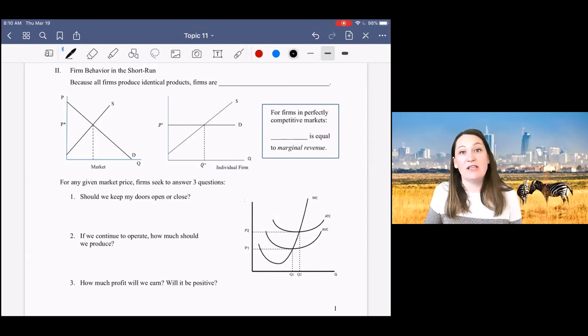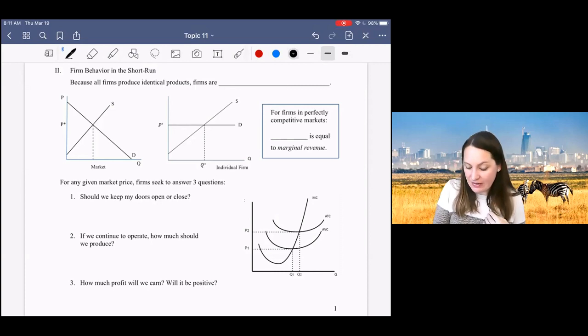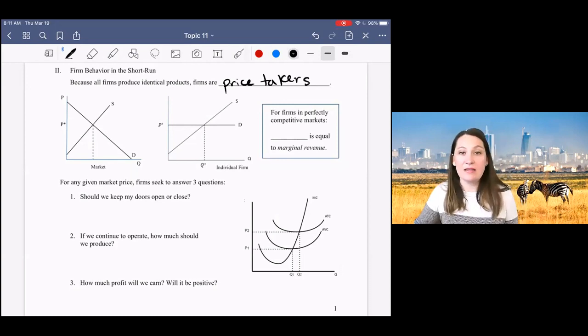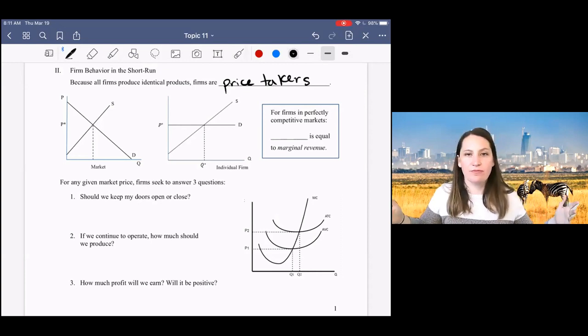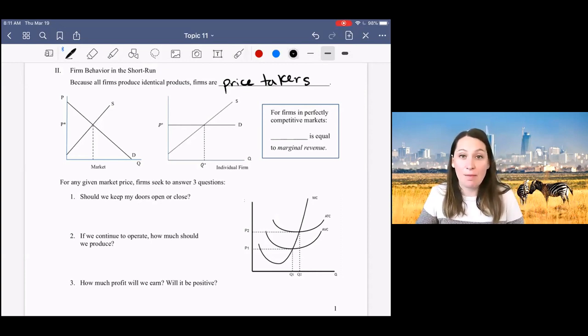How do firms in perfectly competitive markets behave? Well, they're all selling identical products. So we call these firms price takers because they really have no control over the price in the market, right? Each firm is really small. Imagine you have hundreds of different farms growing apples, and each farm is selling these apples to the grocery stores, and they're all exactly the same, right?